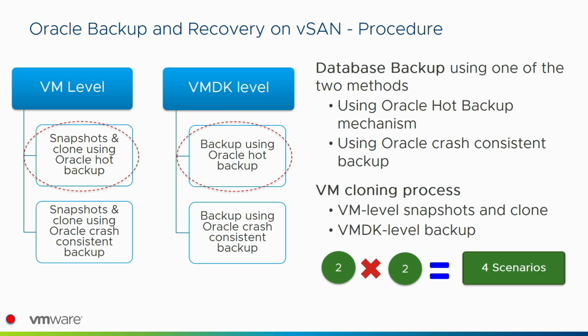So that's what we did. We said, okay, using snapshot and clone, I'm going to use an Oracle hot backup, and I'm going to see if I can recreate that virtual machine on another site so that I can use it for database refreshing or cloning. I can also use another mechanism that Oracle provides called the crash consistent backup.